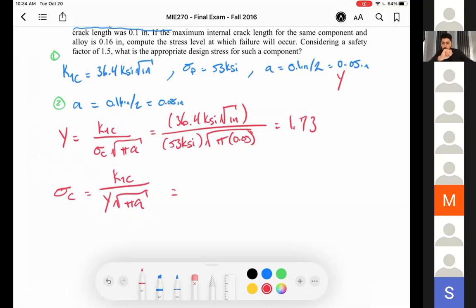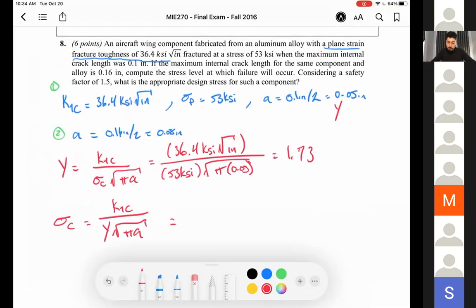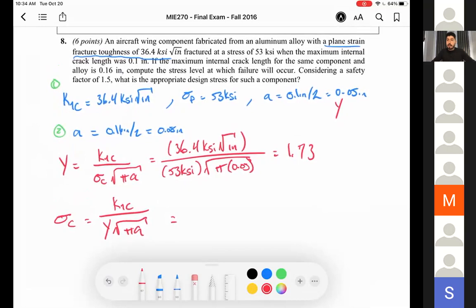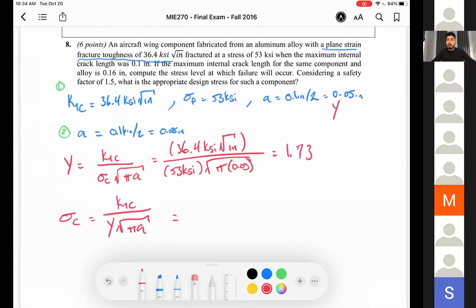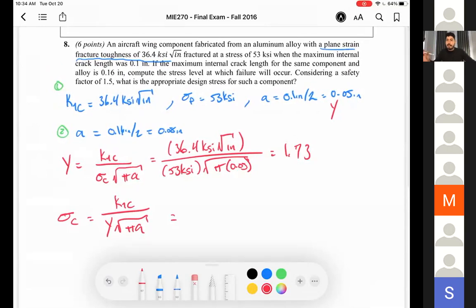Why does it stay the same? The geometry factor or K1C? So we're still dealing with the plane strain condition, right? Both tests were done on the plane strain fracture toughness. It's just now we're changing the crack length to see what the fracture strength is going to be. As long as we're testing under plane strain conditions, it's going to stay the same.